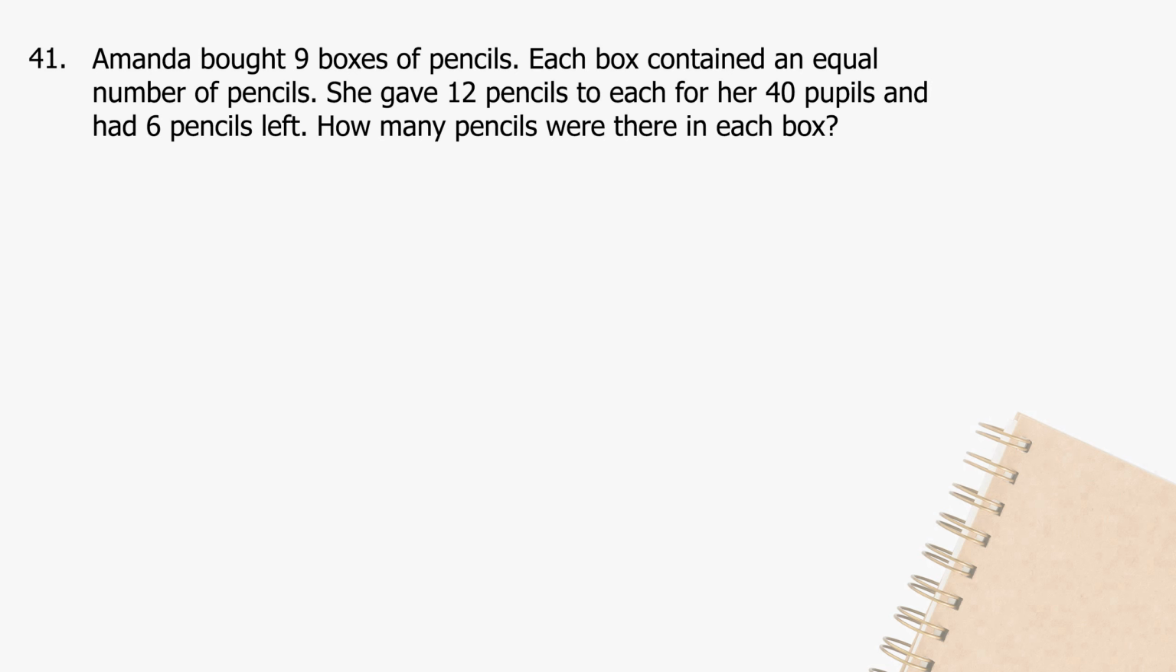Question 41. Amanda bought 9 boxes of pencils. Each box contained an equal number of pencils. She gave 12 pencils to each of her 40 pupils, and had 6 pencils left. How many pencils were there in each box?